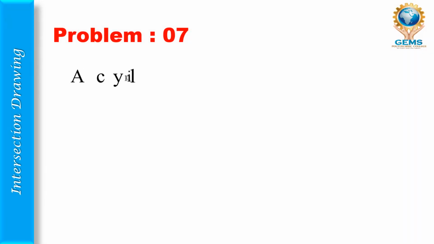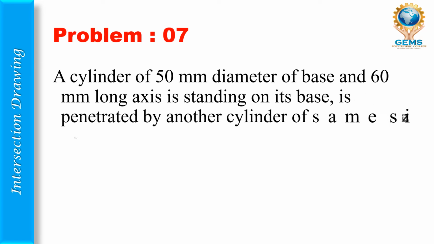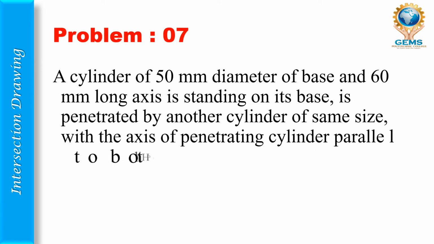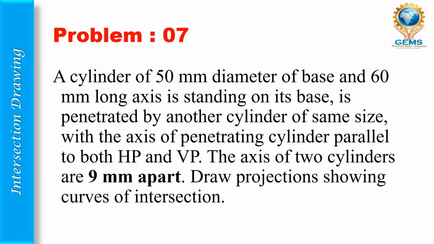A cylinder of 50 mm diameter of base and 60 mm long axis is standing on its base. It is penetrated by another cylinder of the same size, with the axis of the penetrating cylinder parallel to both the horizontal plane and the vertical plane. The axes of the two cylinders are 9 mm apart. This is an important point. Draw projections showing curves of intersection.